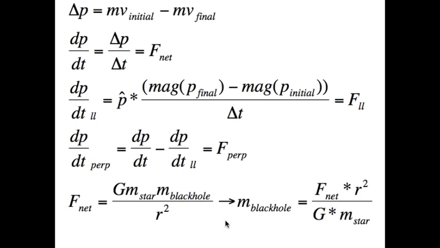The formula was manipulated to look like mass of the black hole equals the net force times the radius squared divided by G times the mass of the star, where G equals 6.67 times 10 to the negative 11th. The final value found for the mass of the black hole was 2.61 times 10 to the 31st kilograms.